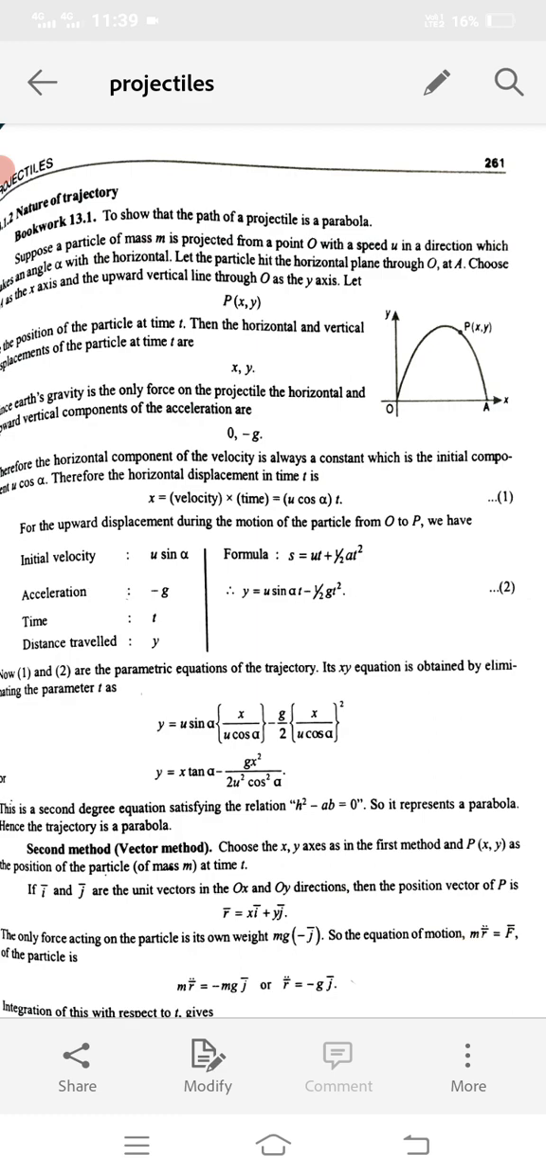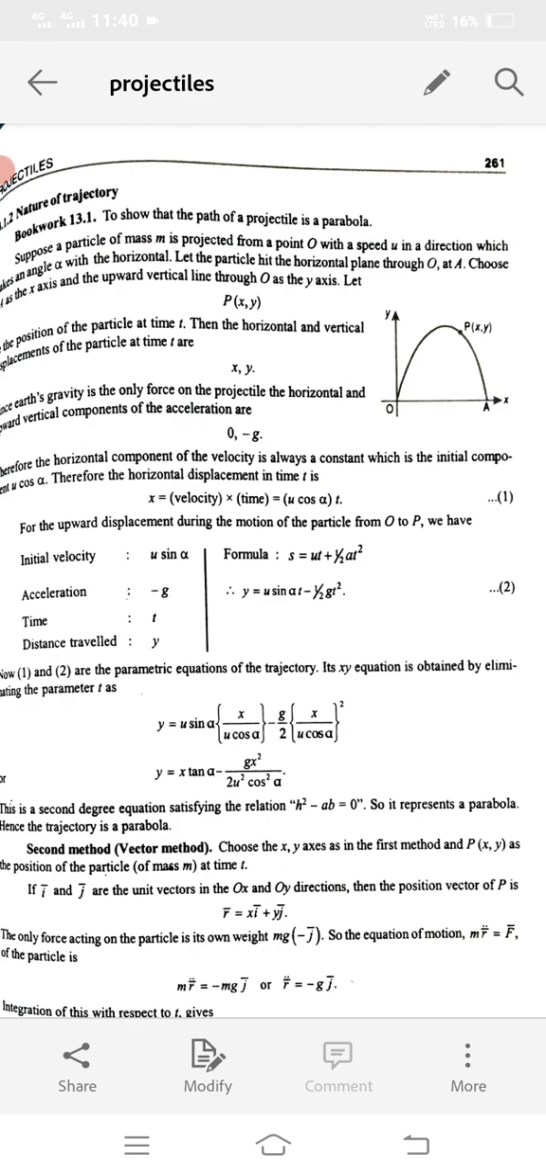Now we are combining the first and second equations. The equation of the trajectory in x and y is obtained by eliminating the parameter t. Now we can write that t is equal to x by u cos alpha. Put t is equal to x by u cos alpha instead of t in the second equation. What we have, y is equal to u sin alpha into x divided by u cos alpha minus g by 2 into x by u cos alpha the whole square. That is, y is equal to x tan alpha minus g x square by 2u square cos square alpha.